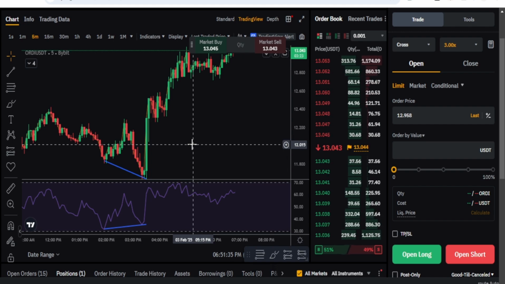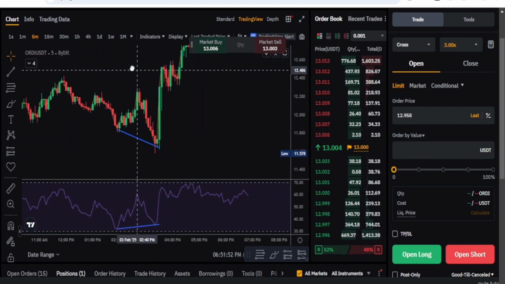I'm just using the RSI coupled with candlestick patterns. Now, because I always take profit at a 1% move or even a 0.5% move in the market, I don't really need to bother myself with a whole lot.